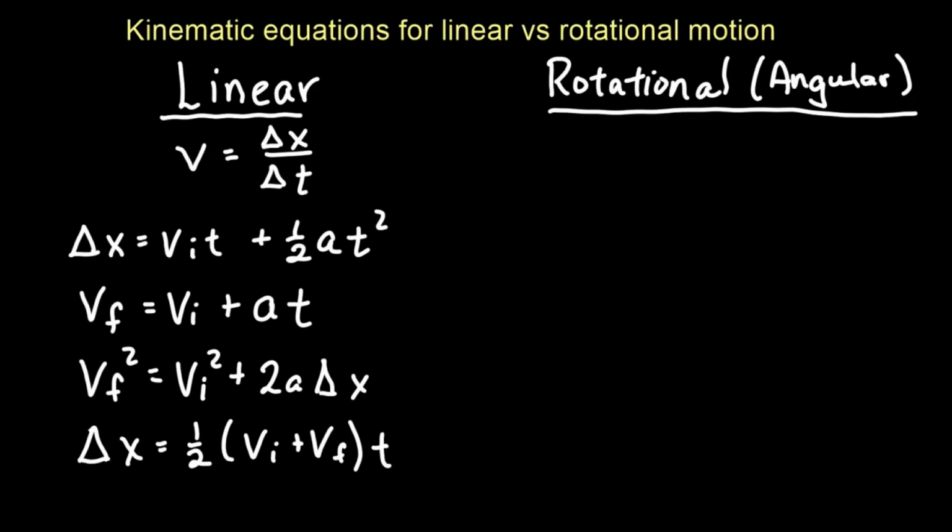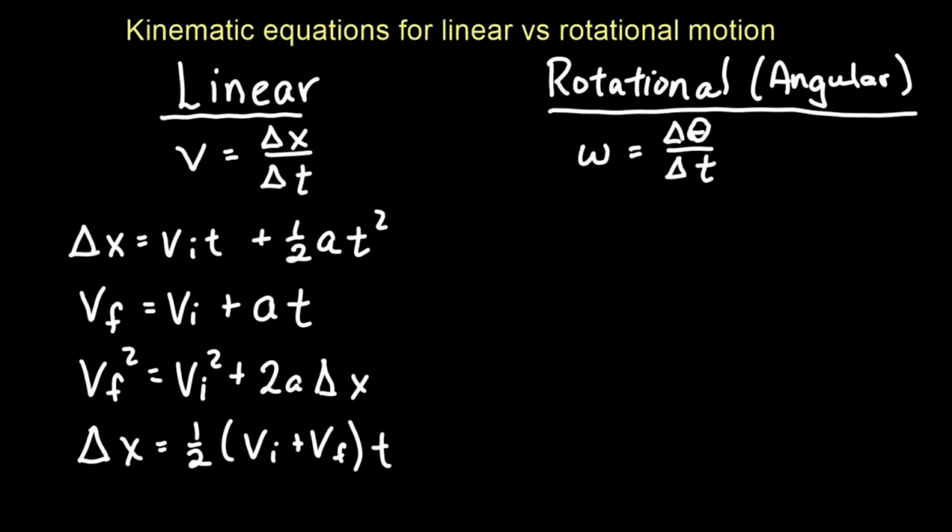Now we're going to compare kinematic equations for linear versus rotational or angular motion. So we'll start with the equation for constant velocity. Now you could use this equation for average velocity as well. Either way, the rotational version of this equation is going to be angular velocity, which is equal to the angular displacement, which is delta theta, the Greek letter theta, divided by the delta time. Okay, so that defines what angular velocity is, which is going to be the change in the angle divided by the change in time.